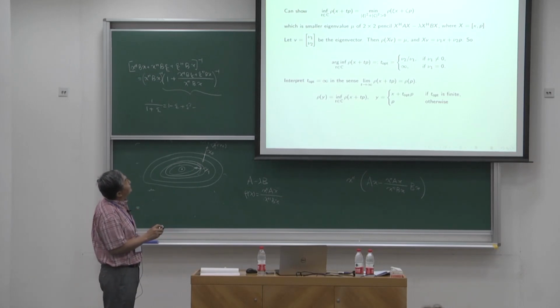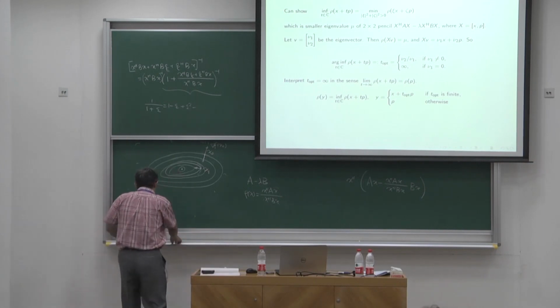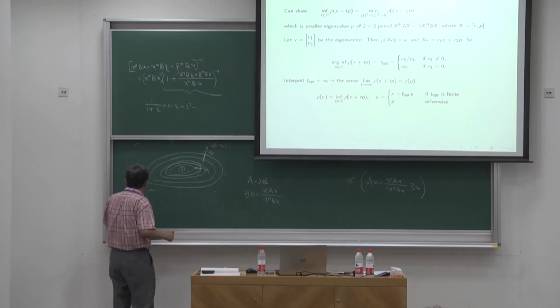Then you look at the last one. Here x and p are fixed, and when you write it out, this becomes the smaller eigenvalue of a 2 by 2 pencil, where the matrix is x and p. Suppose x and p are linearly independent. How do you see that? You can see that by looking at the following.